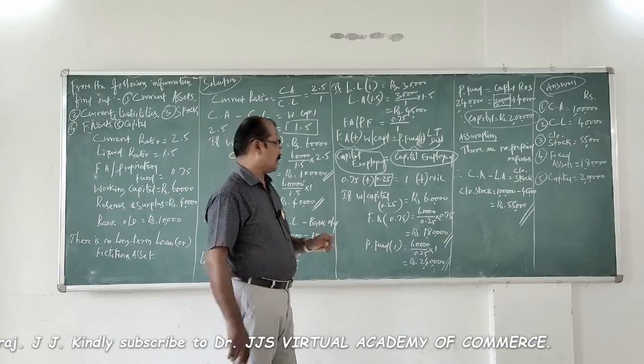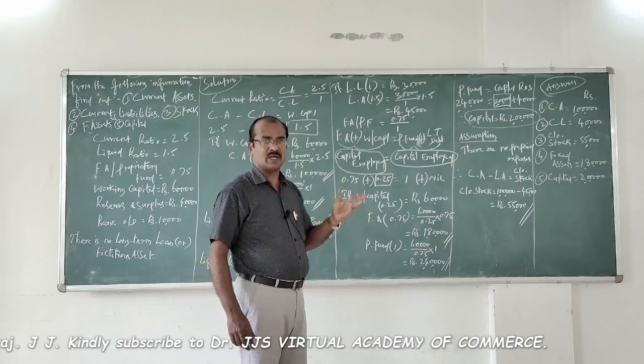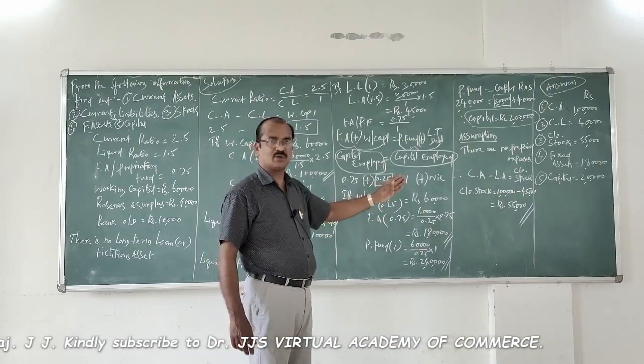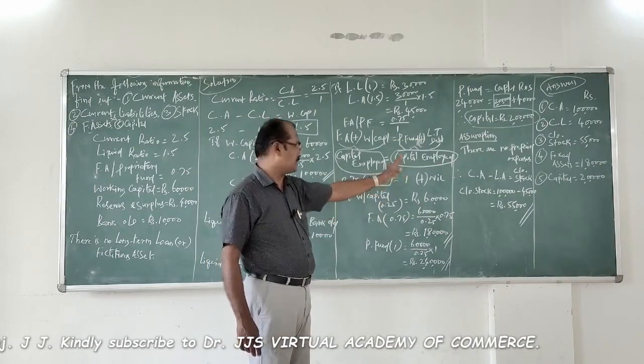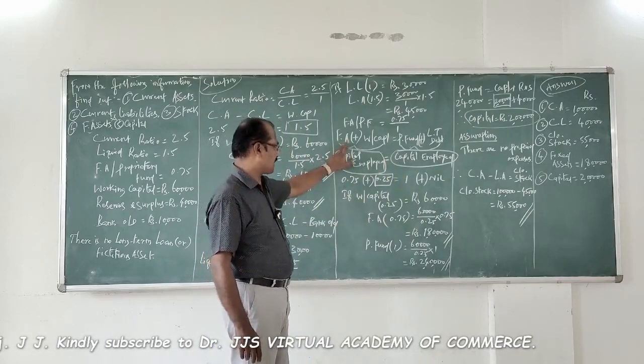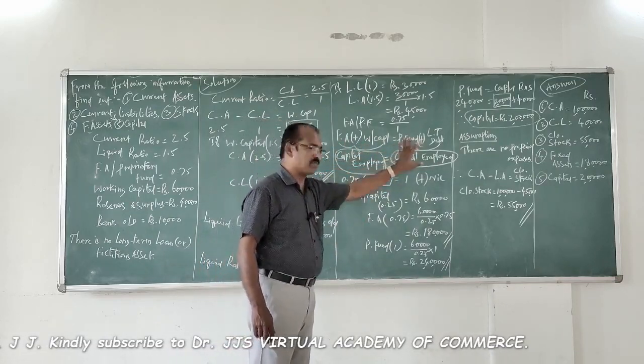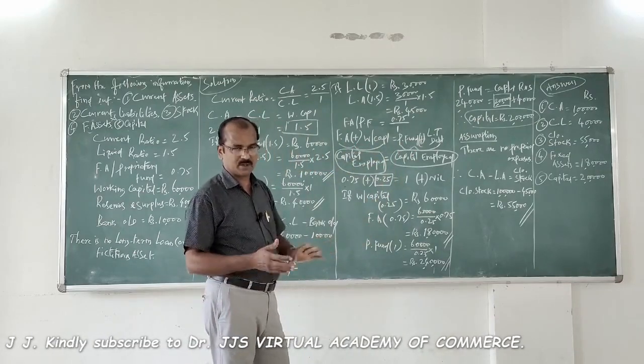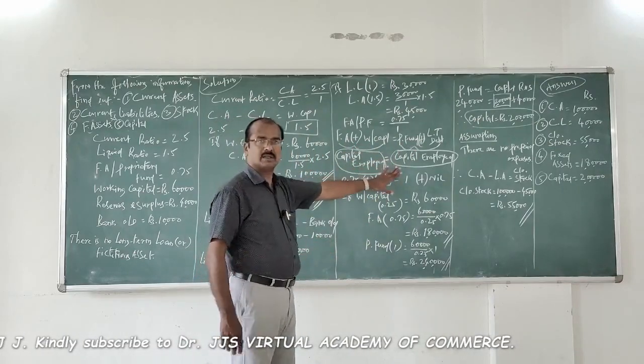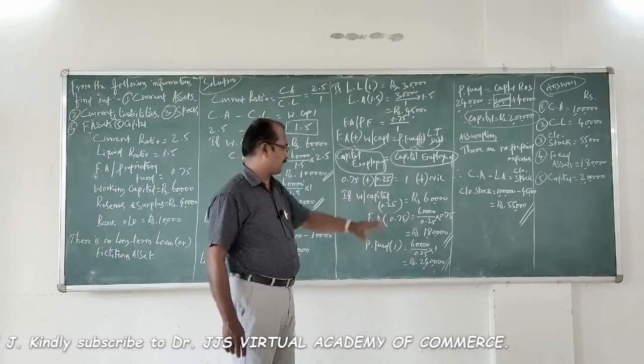Now, fictitious asset is also not there. Therefore, there is no need to worry about it in this situation. So, fixed assets plus working capital is equal to proprietary fund plus long-term debt. This equation could be formed. Both are for capital employed only.